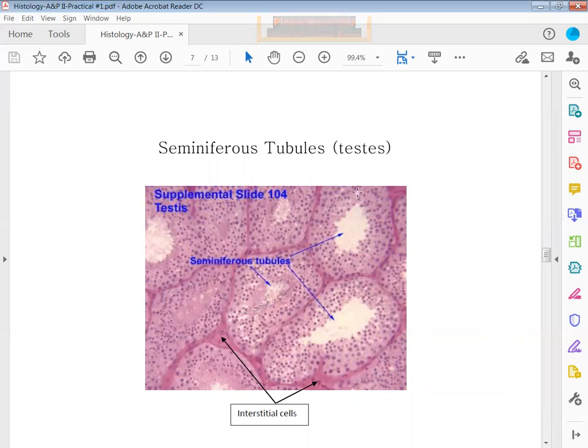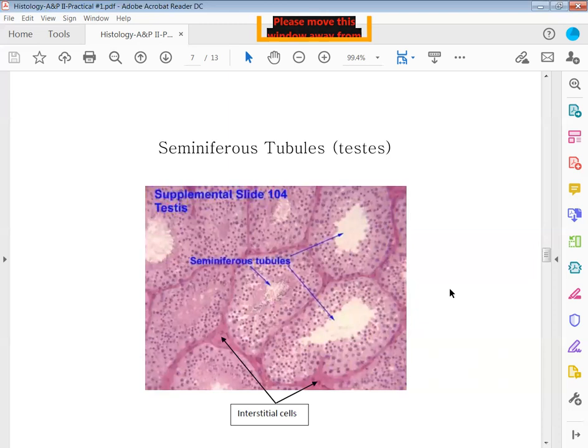If I ask you what each one of these little structures are, these circular or oval structures, each one of these structures is called a seminiferous tubule. And then you have little blobs of cells that are found between these seminiferous tubules. These little blobs of cells outside of the seminiferous tubules are called the interstitial cells.